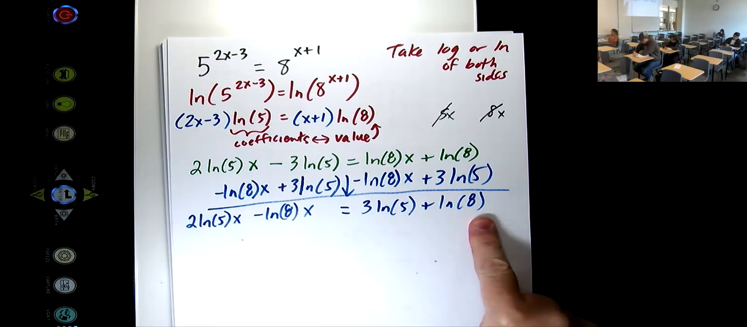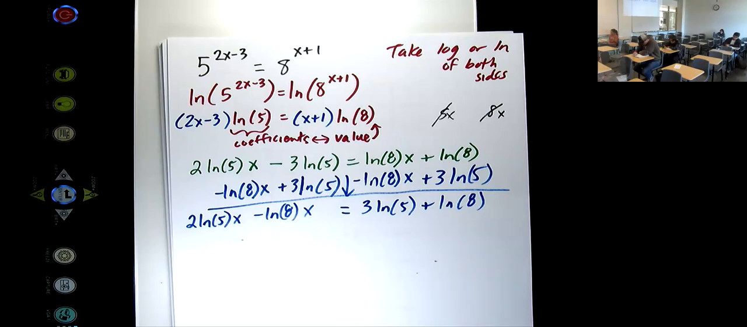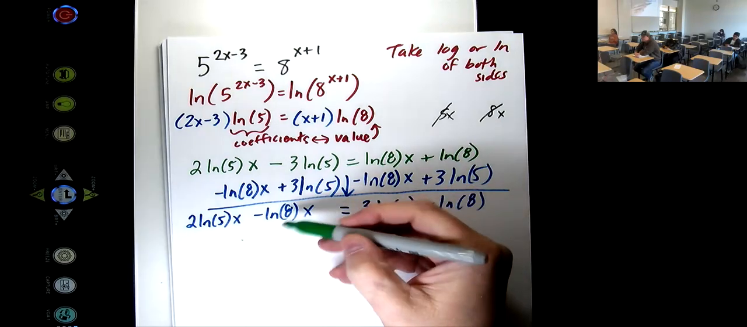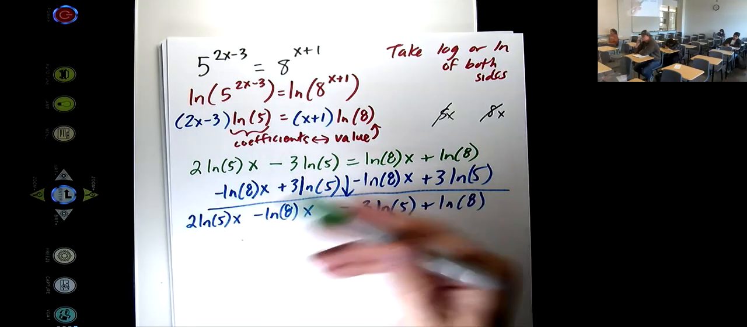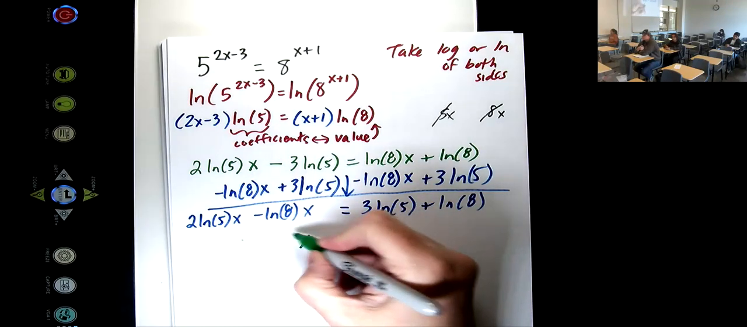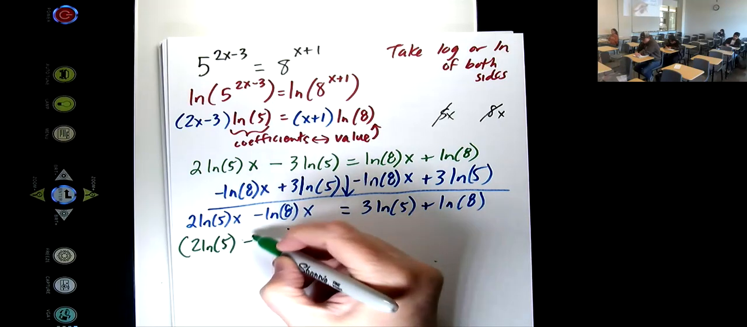This is just some number in a calculator. We put it in a calculator, we're gonna get a number. Let's say it's like 0.6, something like that. So just because it's ugly doesn't mean it's not just a number. Now, I can't really combine these as is because they've got different natural logarithms, but I can factor out an x. If I factor out the x, it looks like this.